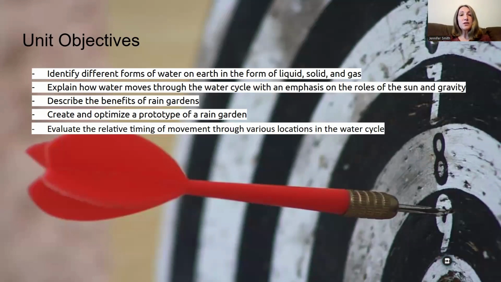Our objectives for this unit were to really help students understand the different types of water that are on Earth and how they move through the water cycle, specifically thinking about the ways that the sun and gravity are driving forces in the water cycle. We're also going to be exploring the benefits of rain gardens as students design and optimize their own types of rain gardens, and they'll be evaluating how accurate that water cycle diagram really is in terms of where water spends most of its time.